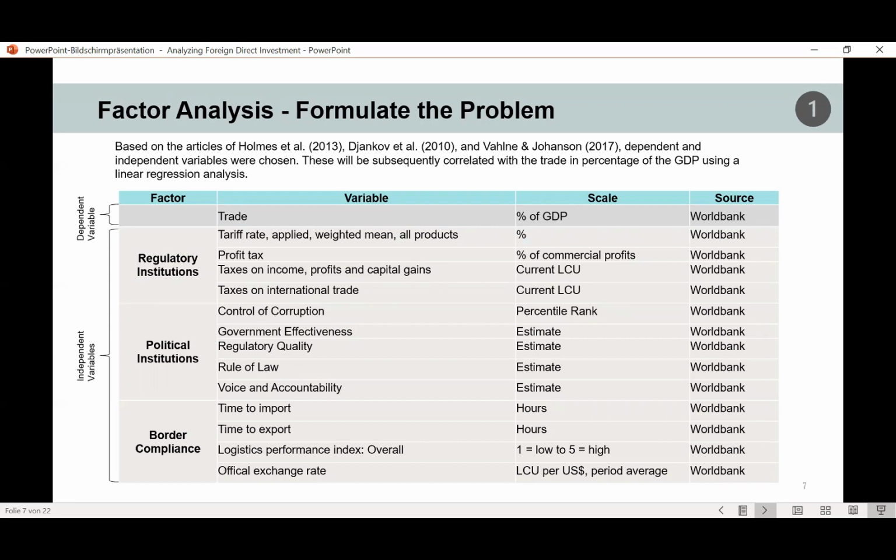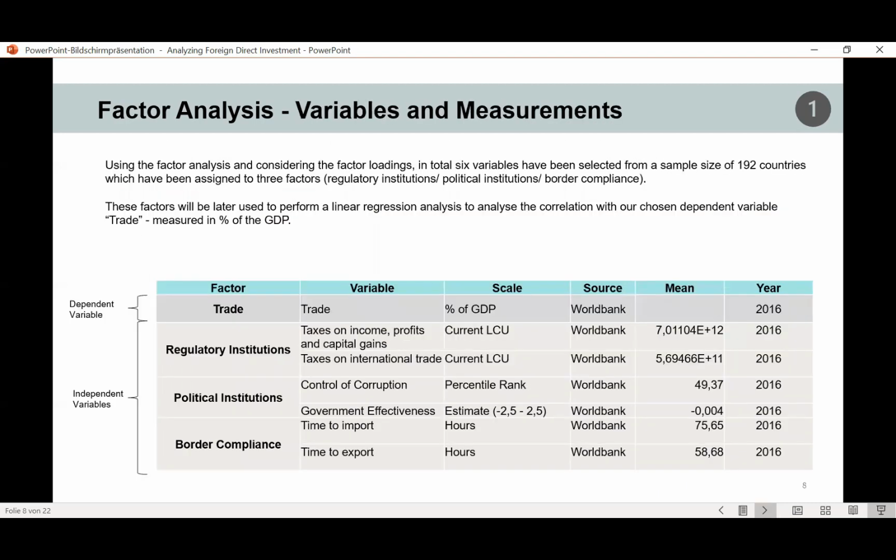As Leah already introduced, we based our analysis on the articles of Holmes et al., Djankov et al., and Wallner and Johanson. According to these articles, dependent and independent variables were chosen. The table includes our dependent variable as well as our 13 initial independent variables with data from 217 countries. The chosen variables were here already grouped in 3 factors: regulatory institutions, political institutions, and border compliance. Our dependent variable is trade in percentage of the GDP. The measurements we chose were based on data from the World Bank.